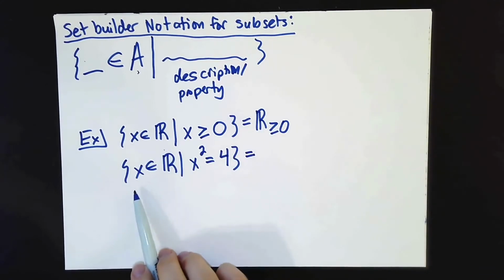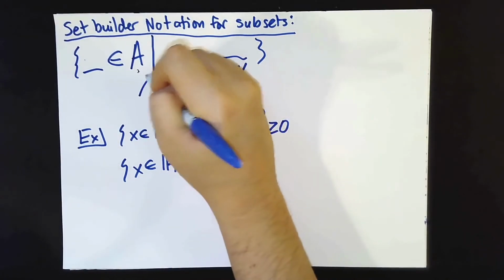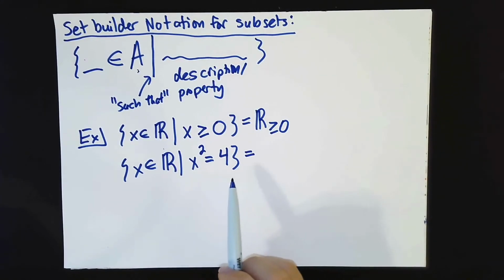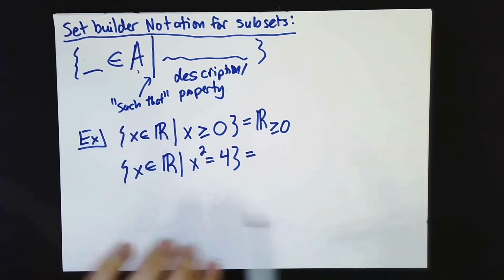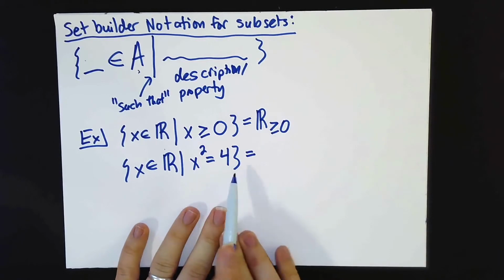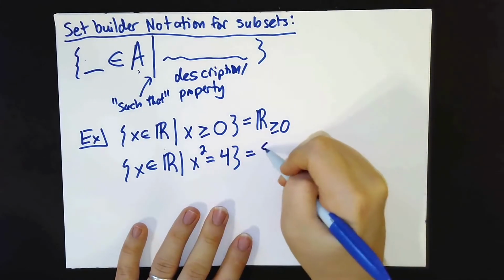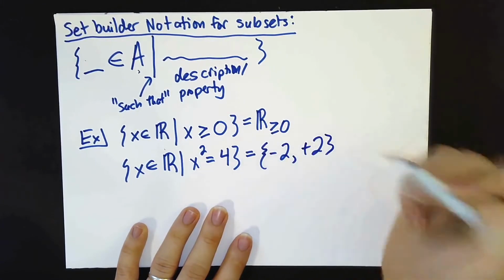So here, I'm describing the set of x in the real numbers. And again, you're always reading this bar here as "such that." And so this is the set of x in the real numbers such that x squared is 4. So I'm describing here all the solutions to the equation x squared equals 4 in the real numbers. And so that will work out to be the set minus 2, plus 2.